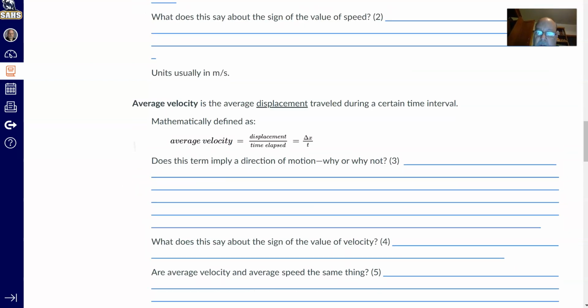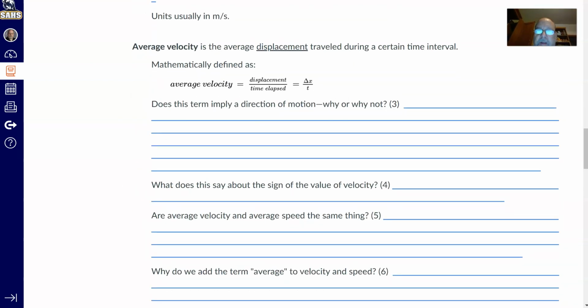Okay, so average velocity then we're going to define as the average displacement traveled during a certain time interval. It's like distance, but it's different because I've got a displacement now instead of a distance.